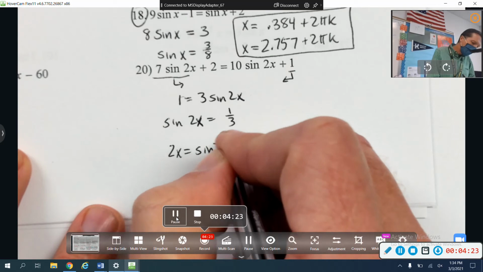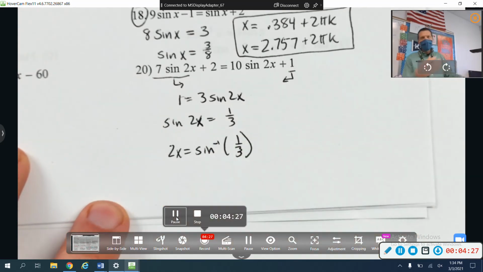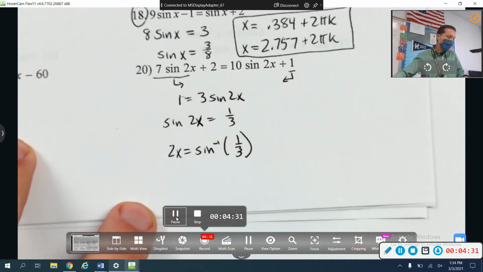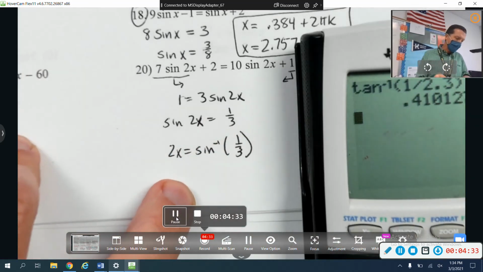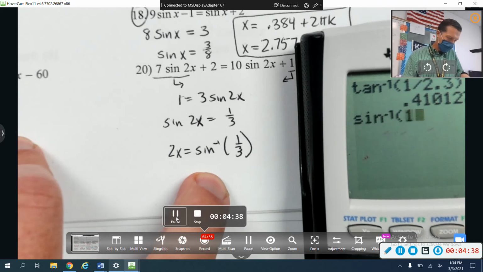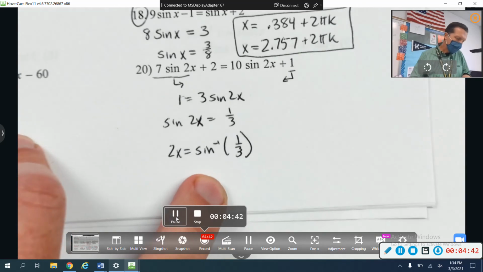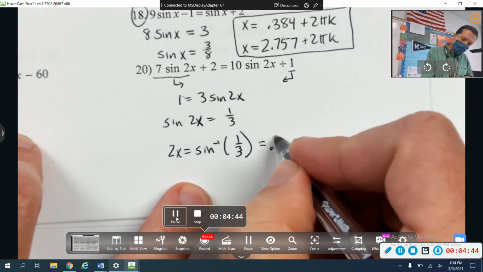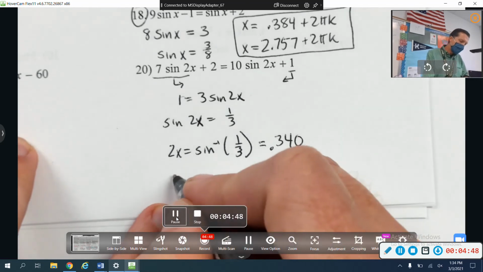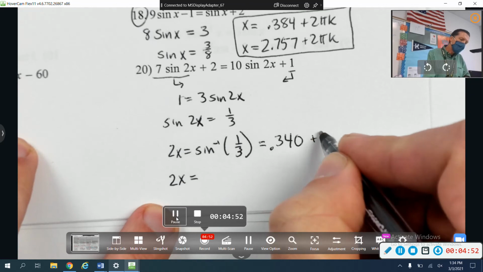So inverse sine of 1/3. I'll need to divide by 2, but I can't divide by 2 now because 2x is within the sine. So I need to inverse sine, and then I'll divide by 2. So inverse sine of 1/3. 0.3398, so that's 0.340, plus 2 pi k.